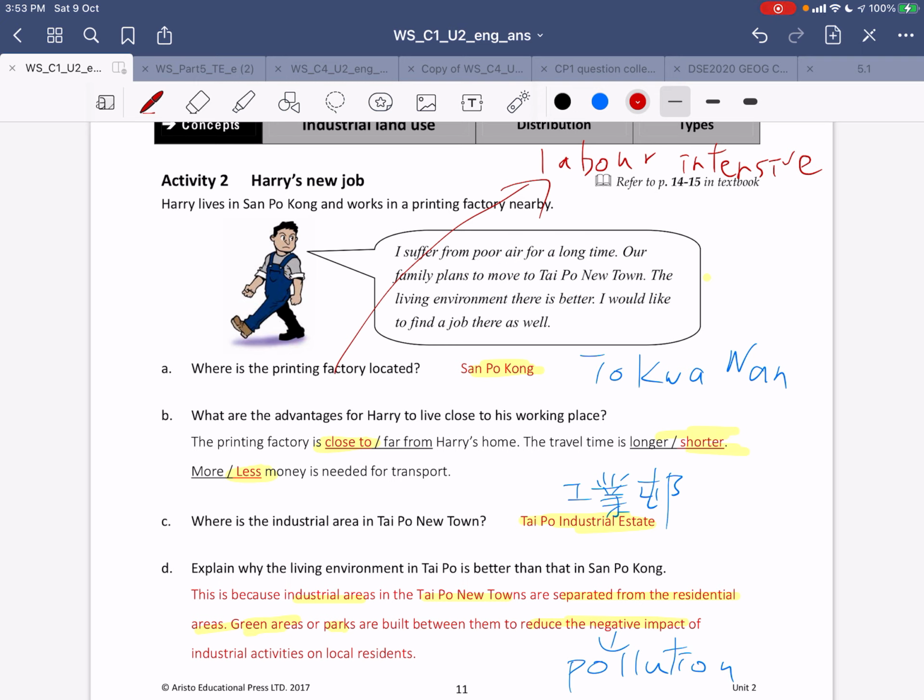But right now, in the 90s or 21st century, most of them are located in the Tai Po Industrial Estate or the industrial estate in Lau Tang. But why? Because the industrial areas in Tai Po and Lau Tang are separate from the residential areas.